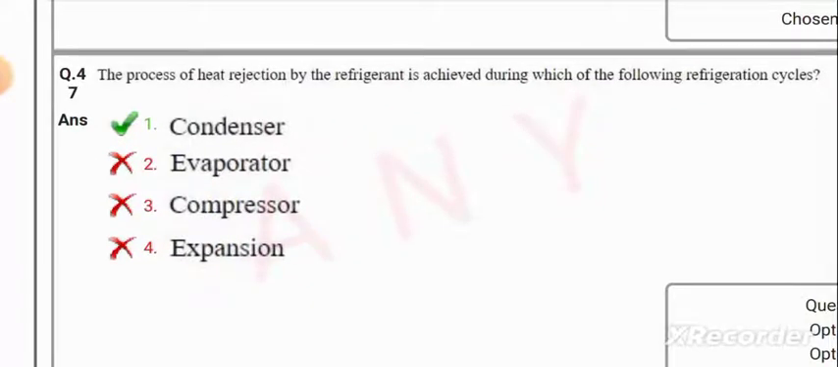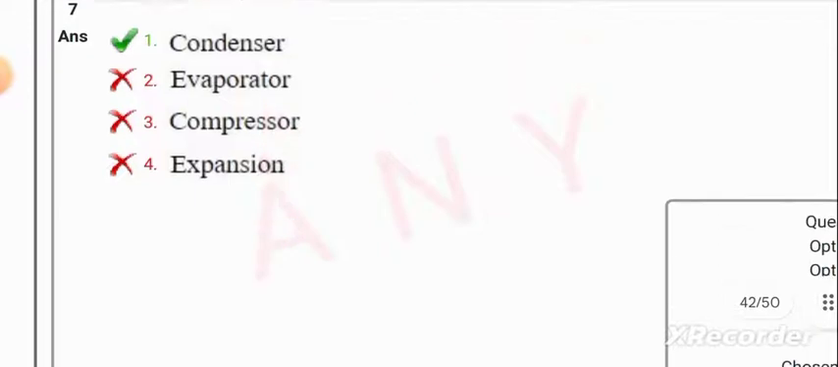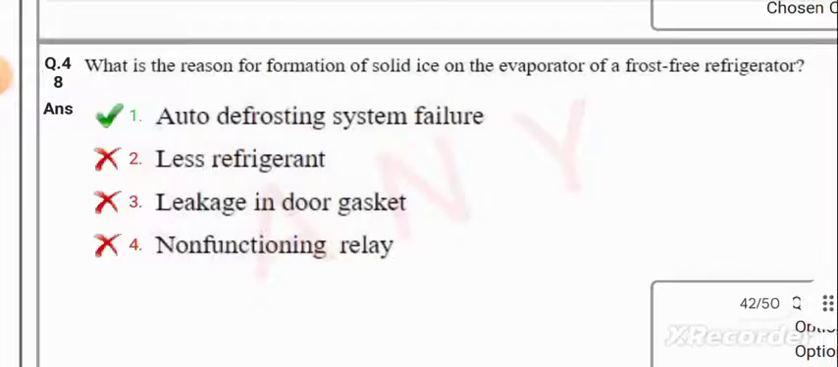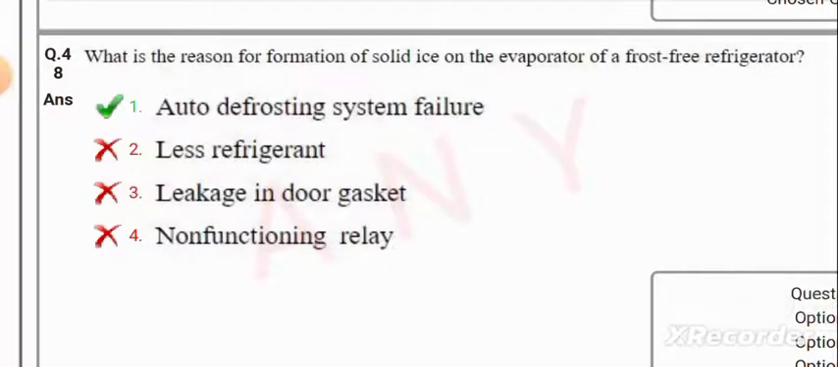The process of heat rejection by the refrigerant is achieved during which of the following refrigeration cycles? Condenser. What is the reason for formation of solid ice on the evaporator of a frost-free refrigerator? Auto defrosting system failure.